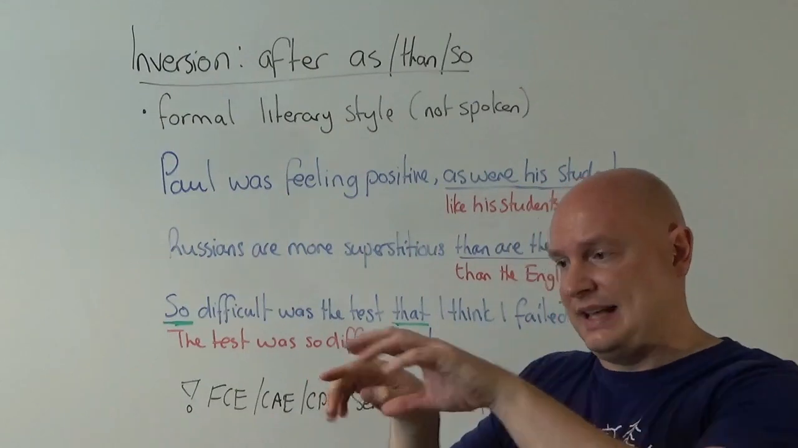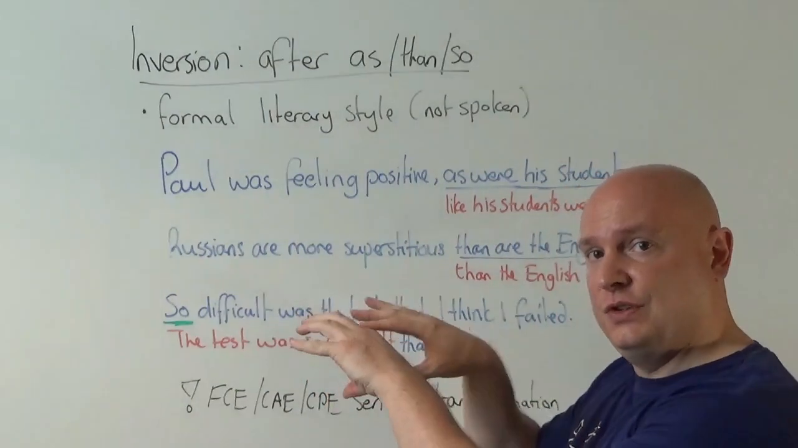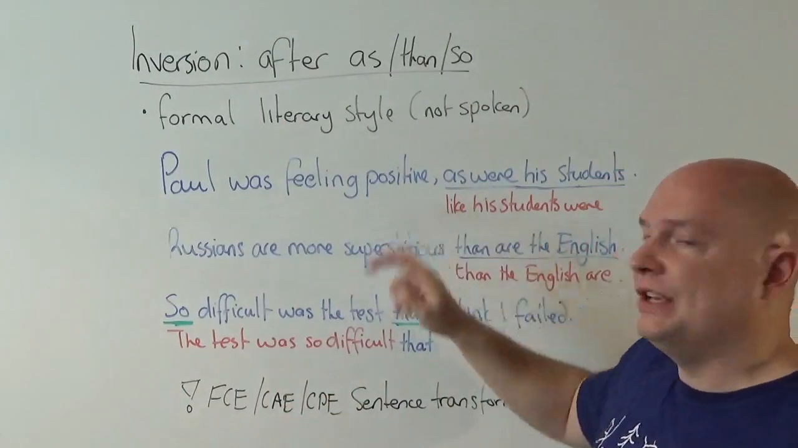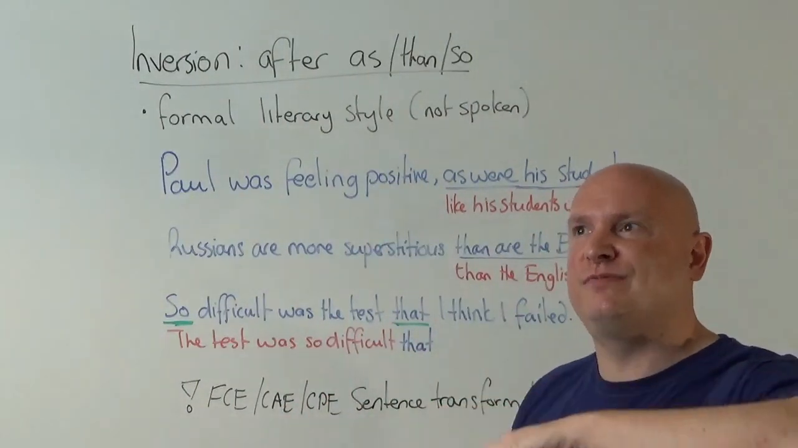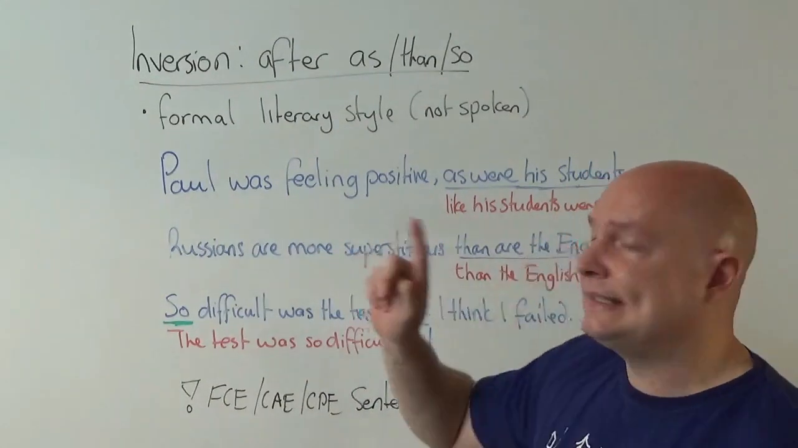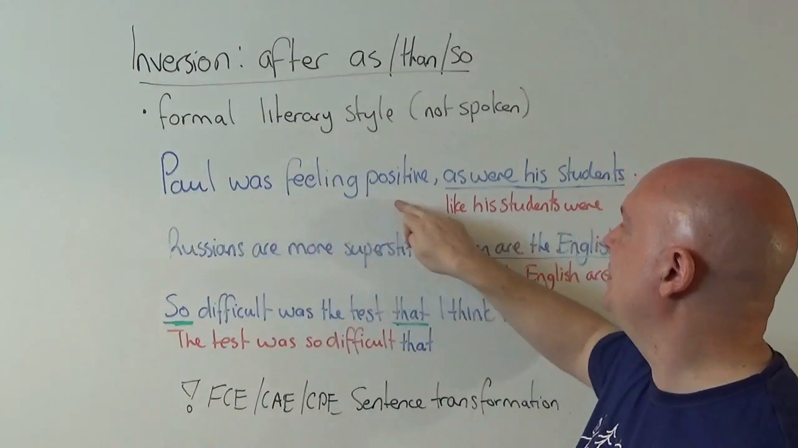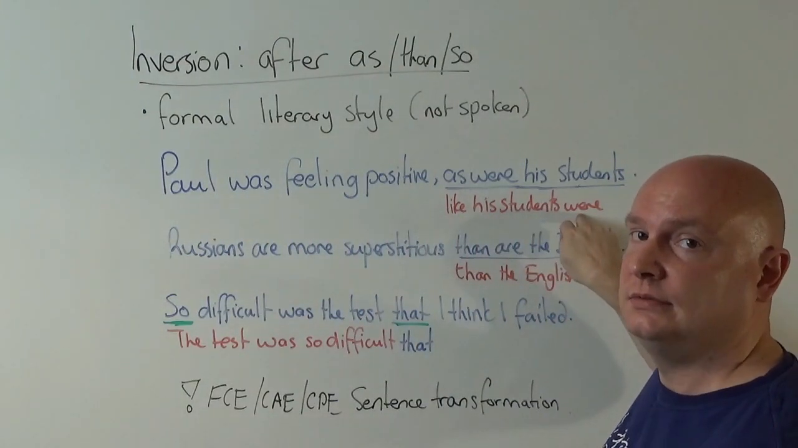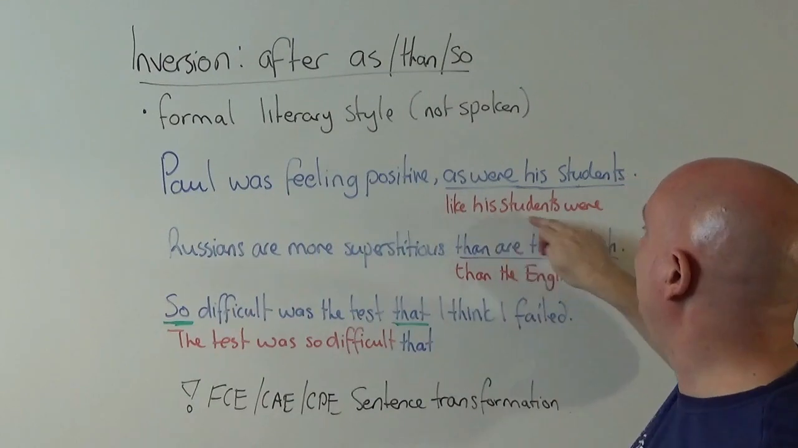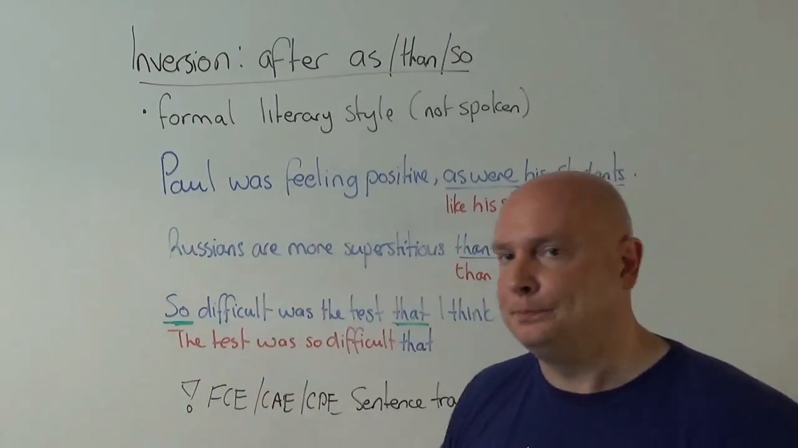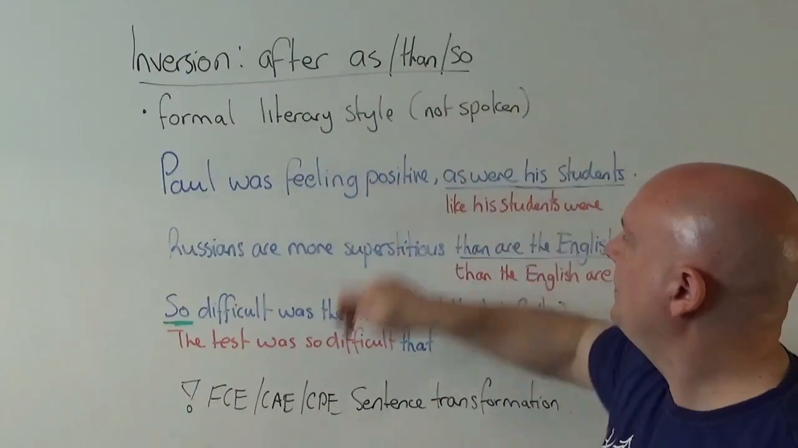Were is now in front of his students. It's inverted, not "his students were." But notice, to make it more natural, informal English, I can say "Paul was feeling positive like his students were." So I put were at the end, so it's not inverted: his students were. So I've changed it. Next one, we have than.